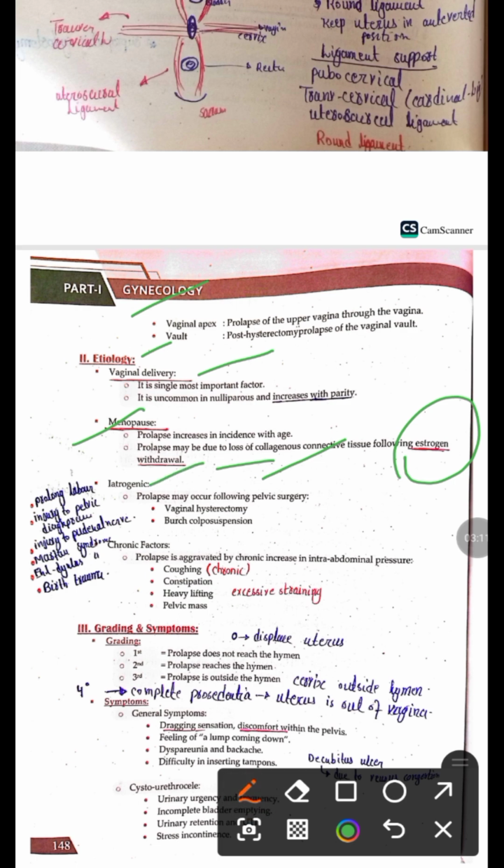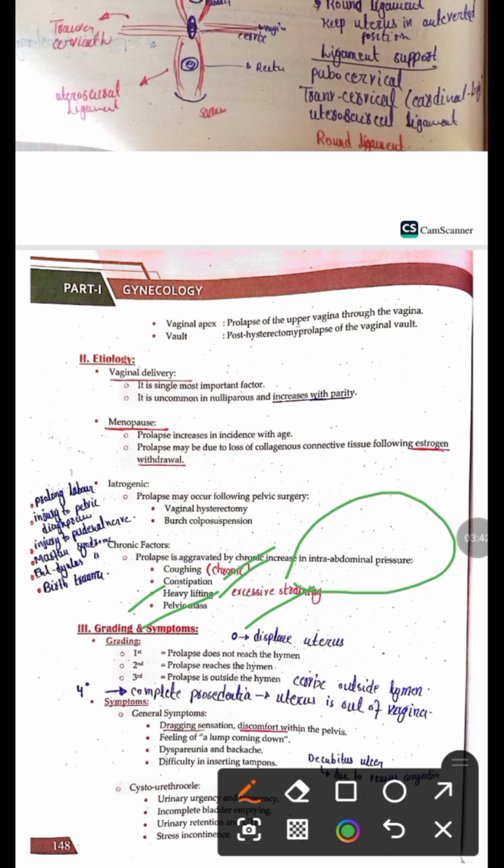Next one is the iatrogenic causes. Pelvic organ prolapse may occur because of certain iatrogenic causes of pelvic surgeries, that include vaginal hysterectomy or birth suspension. Certain other chronic factors that contribute to pelvic organ prolapse include coughing, constipation, heavy weight lifting, any pelvic mass or tumor, or excessive straining. All these factors increase the intra-abdominal pressure, and hence they lead to pelvic organ prolapse.